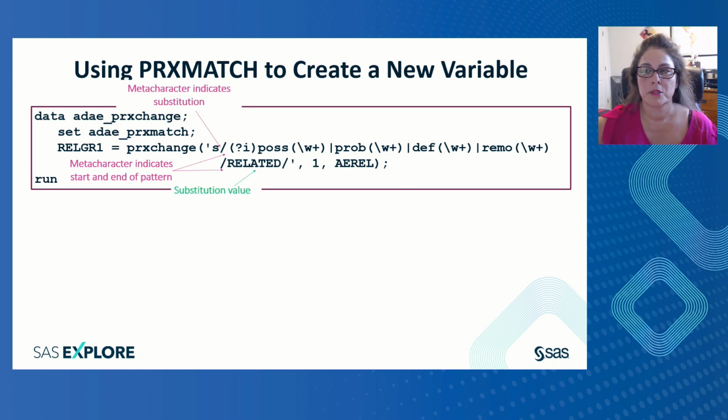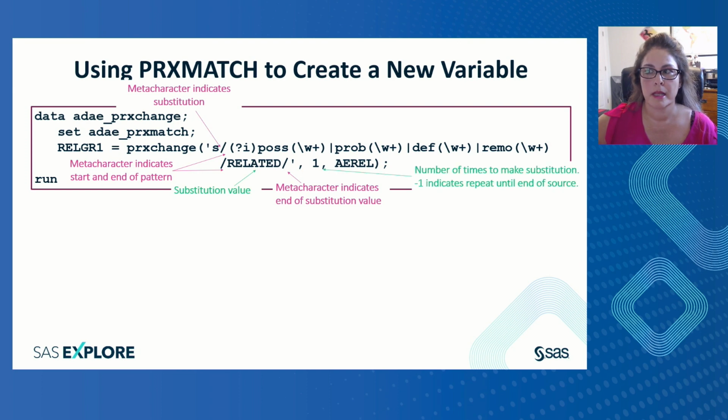That third forward slash, as I mentioned, the first two are going to encase the pattern. After the second forward slash begins the value that should be substituted when the pattern is found. So you'll see that we're going to be looking for a specific pattern within the term AEREL, and if we find the pattern, we're going to replace that entire portion of that string with the word related. The substitution value ends with that third forward slash.